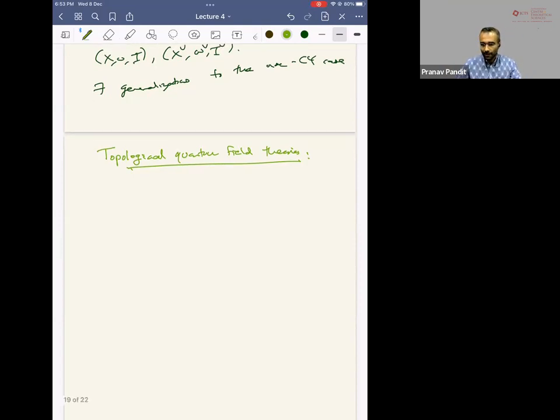But there are special cases where you can axiomatize the properties of what you get from doing the path integral, which is this infinite dimensional integral. And topological quantum field theories are an example of that.